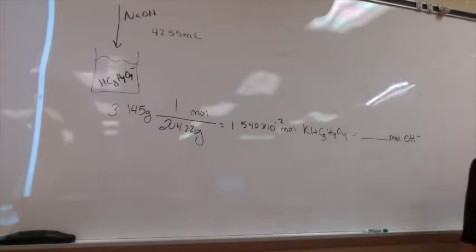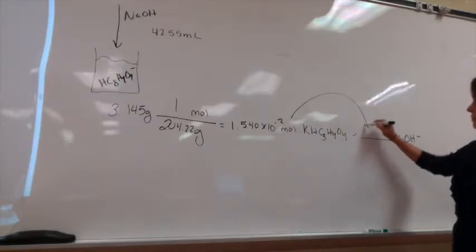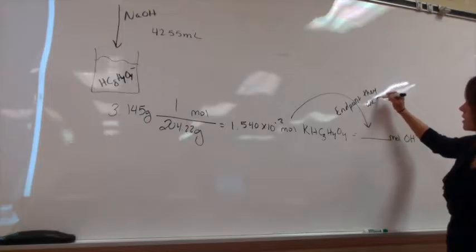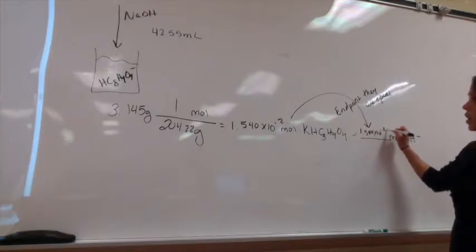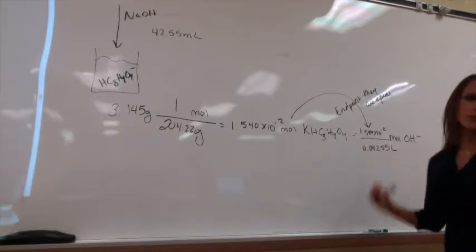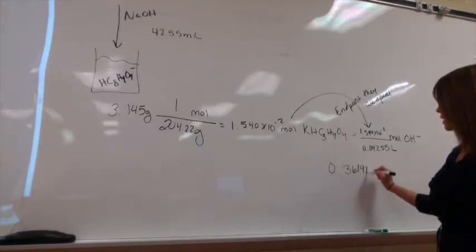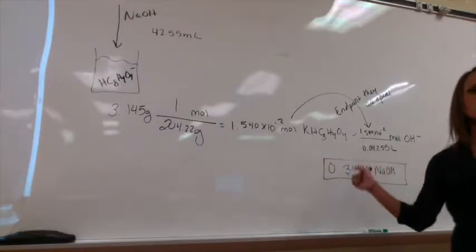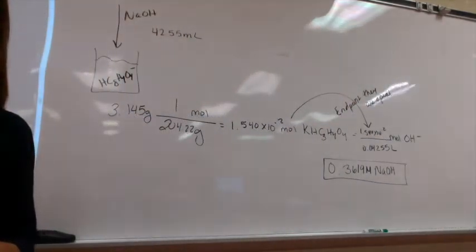So to find the concentration of the titrant itself, sodium hydroxide, it's the same number of moles, right? Because at the endpoint, they are equal. So I take those moles and I divide them by the volume that was added to reach the equivalence point, in liters. And I get a concentration of 0.3619 molar NaOH. And I hope you recognize I'm just going back and forth between NaOH and OH because they are in a 1-to-1 mole ratio. If they weren't, that would be a problem. I'd have to do stoichiometry to solve for that.